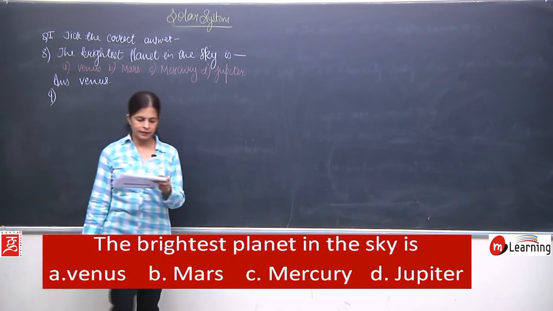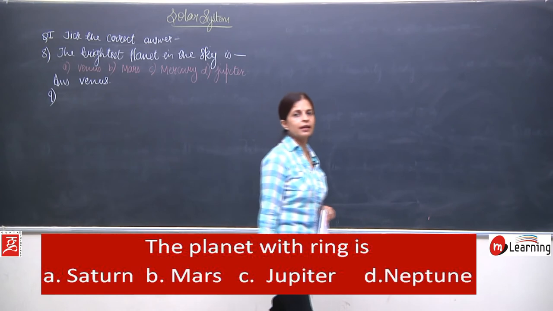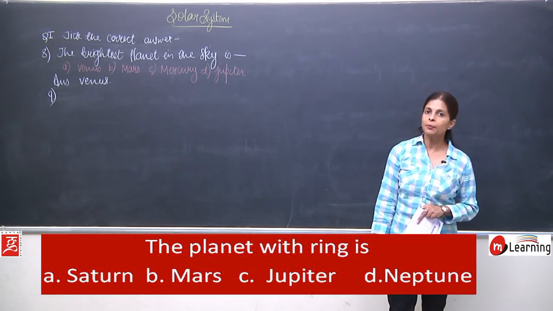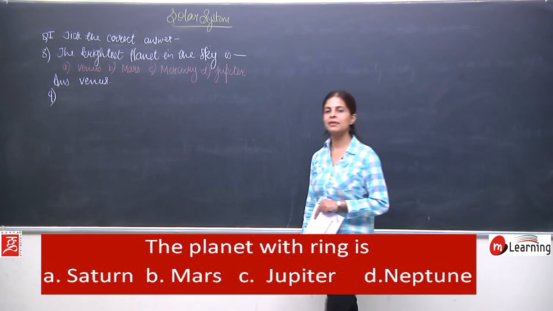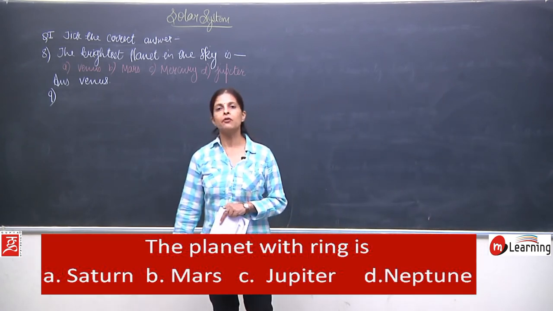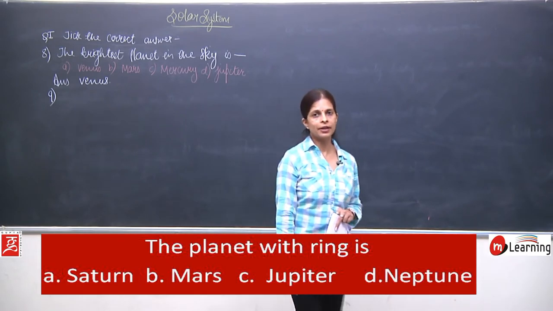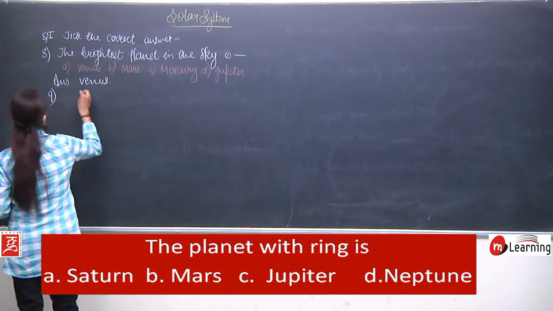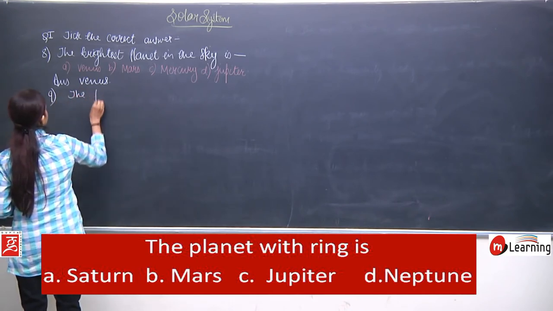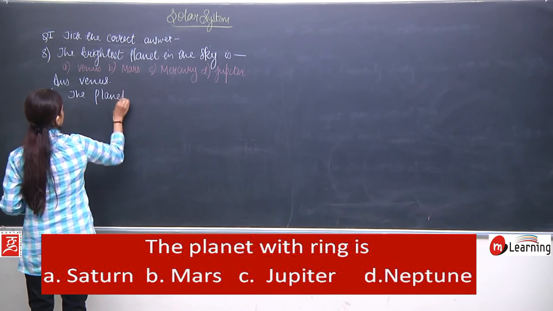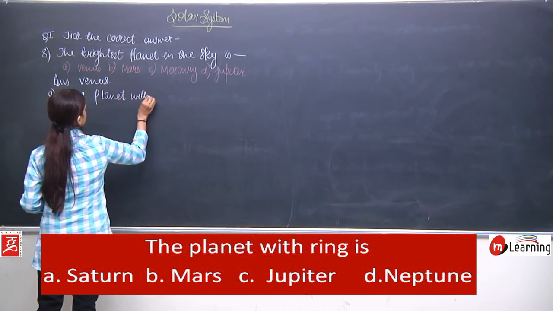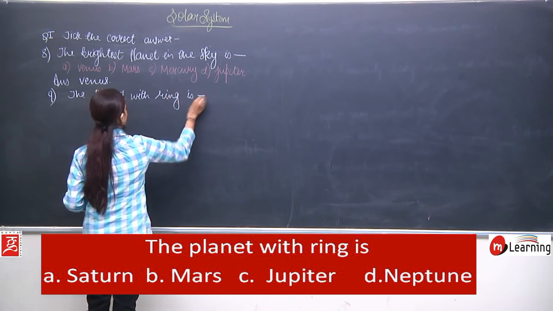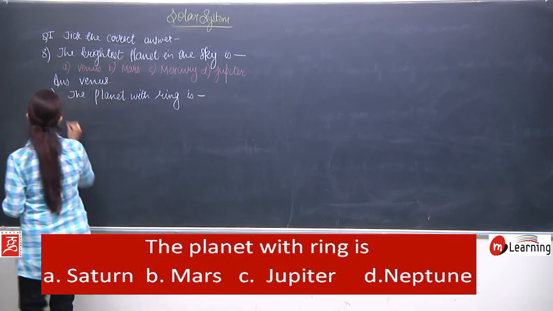Now the ninth one. The planet with rings is... We have discussed there are a few more planets which have rings, but the prominent rings, the rings which can be seen, and the one which is famous for the presence of the rings. So the planet with ring is... And let's talk about the options now.